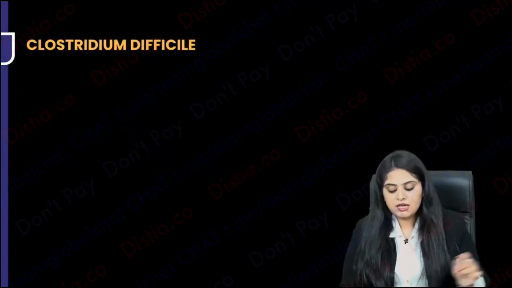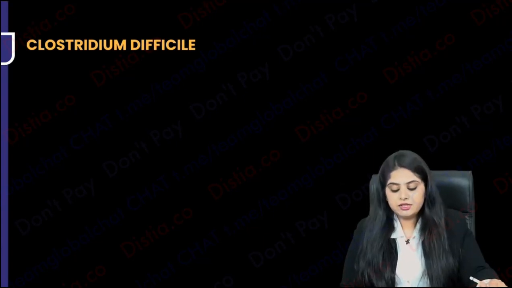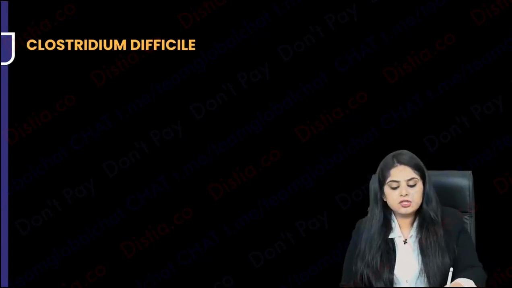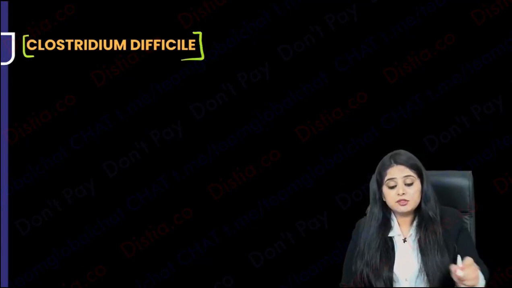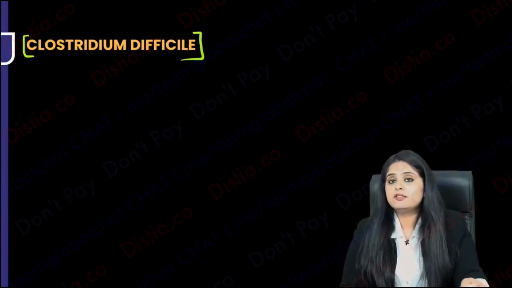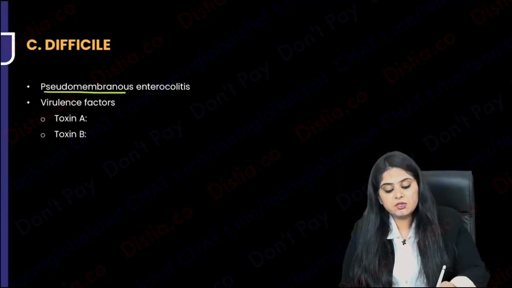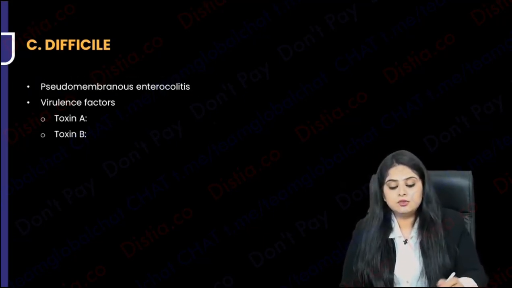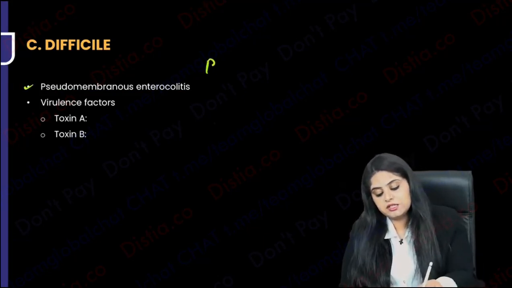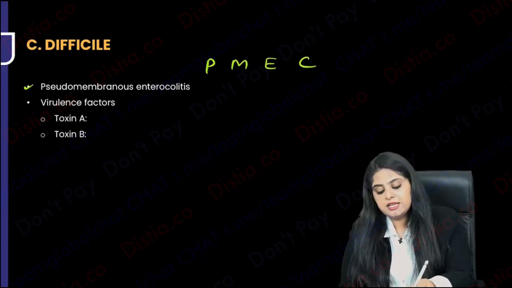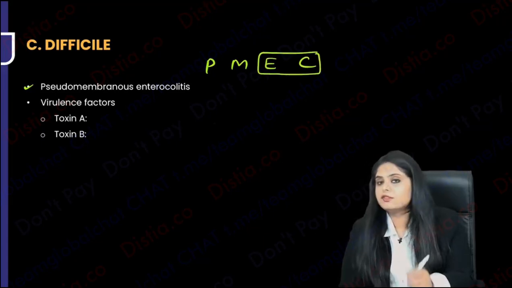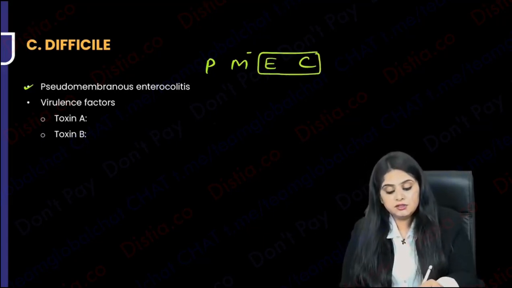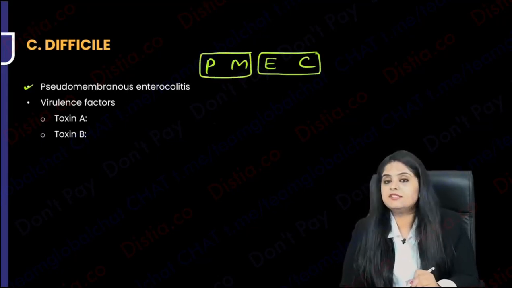Now we are left with just one last clostridium, and that is Clostridium difficile. Which infection is coming to your mind? Because Clostridium difficile is normally also present in our gut. Infection coming to our mind is pseudomembranous enterocolitis. Pseudomembranous enterocolitis, written as PMEC. Enterocolitis, I have understood this is going to happen somewhere in the intestine. Pseudomembrane will be formed, and I will see that.